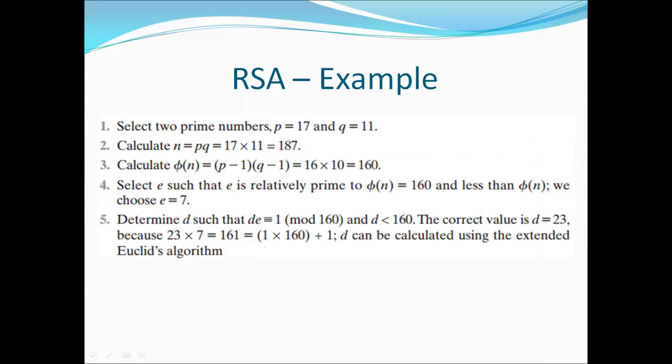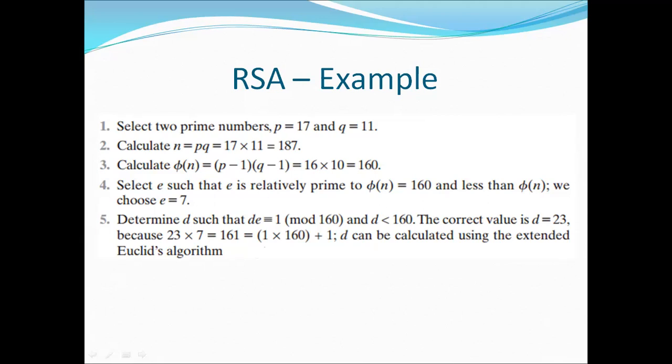For our discussion, we have chosen P as 17 and Q equal to 11, so that N is equal to P times Q, which is equal to 187. And then phi of N is equal to P minus 1 times Q minus 1, so that is 16 times 10, which is equal to 160. Then we have to select E such that E is relatively prime to phi of N, which is 160, and should be less than phi of N.